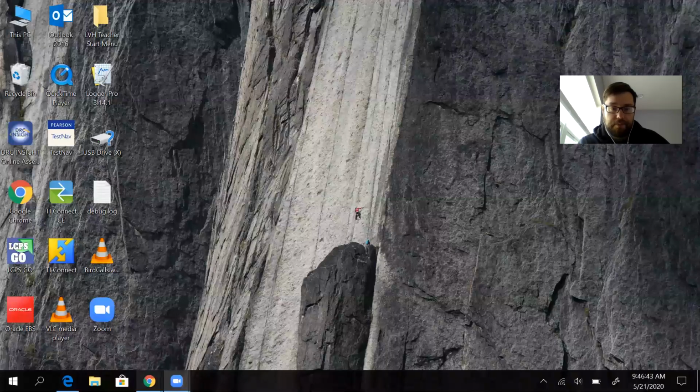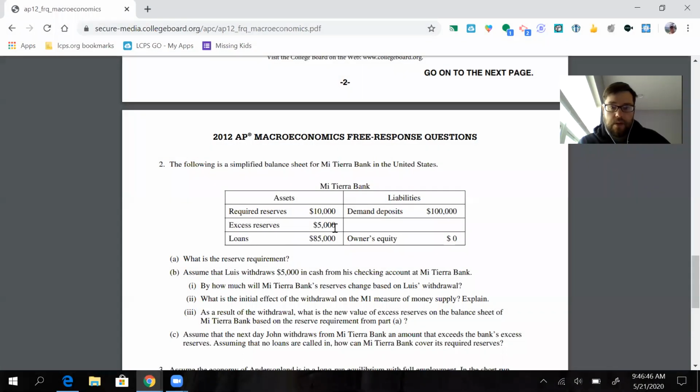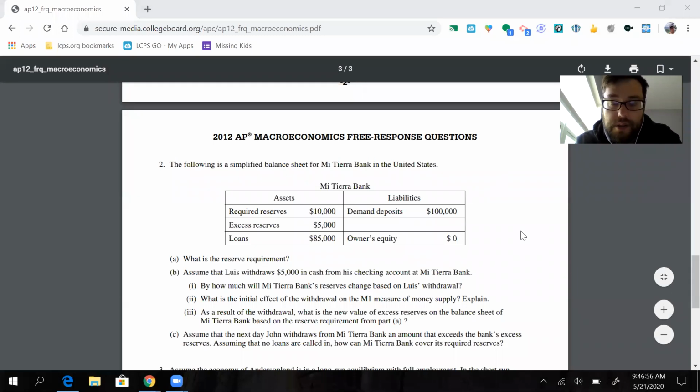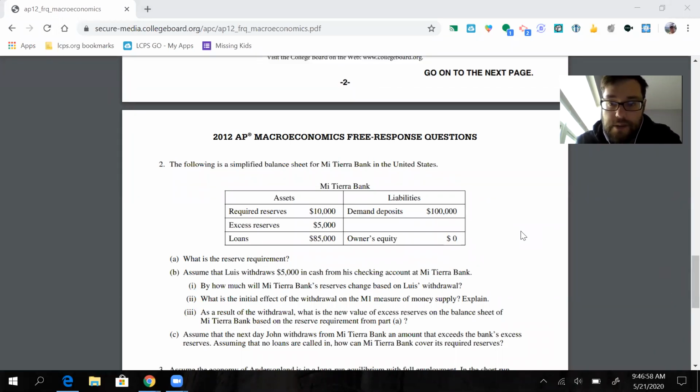Let's take a look here at the 2012 macro exam, FRQ question number 2. This is going to be a bank balance sheet problem. Okay, so simplified balance sheet for Mi Tierra Bank in the United States. There you see it, the assets and liabilities T chart.